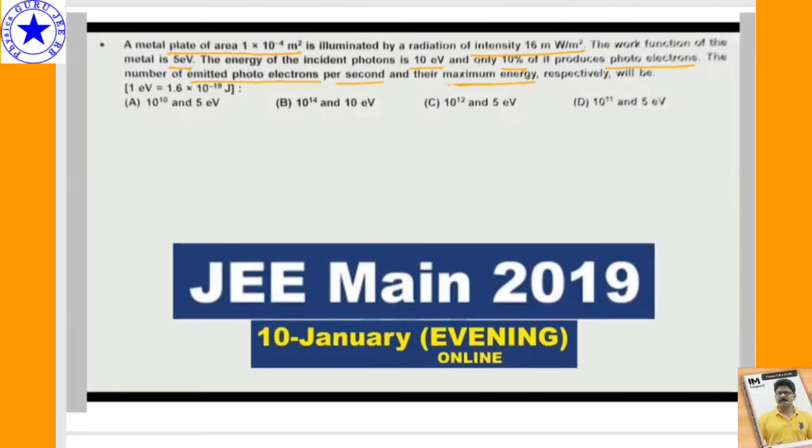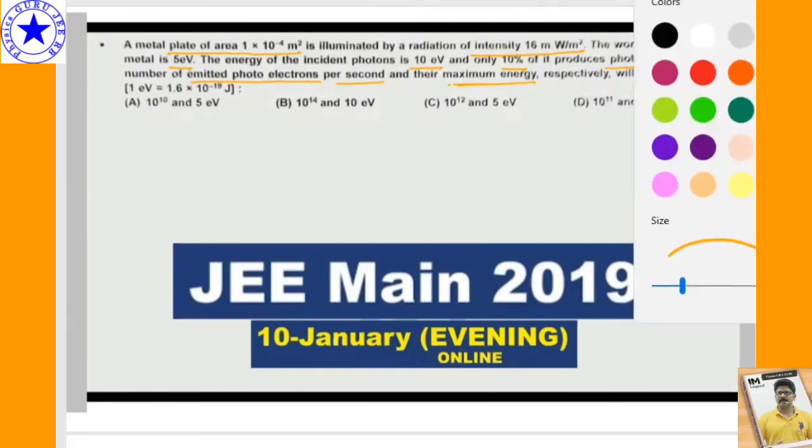Two things we have to calculate. The first one is the number of emitted photoelectrons, and the second one is the maximum kinetic energy. Right? Let us start the question.